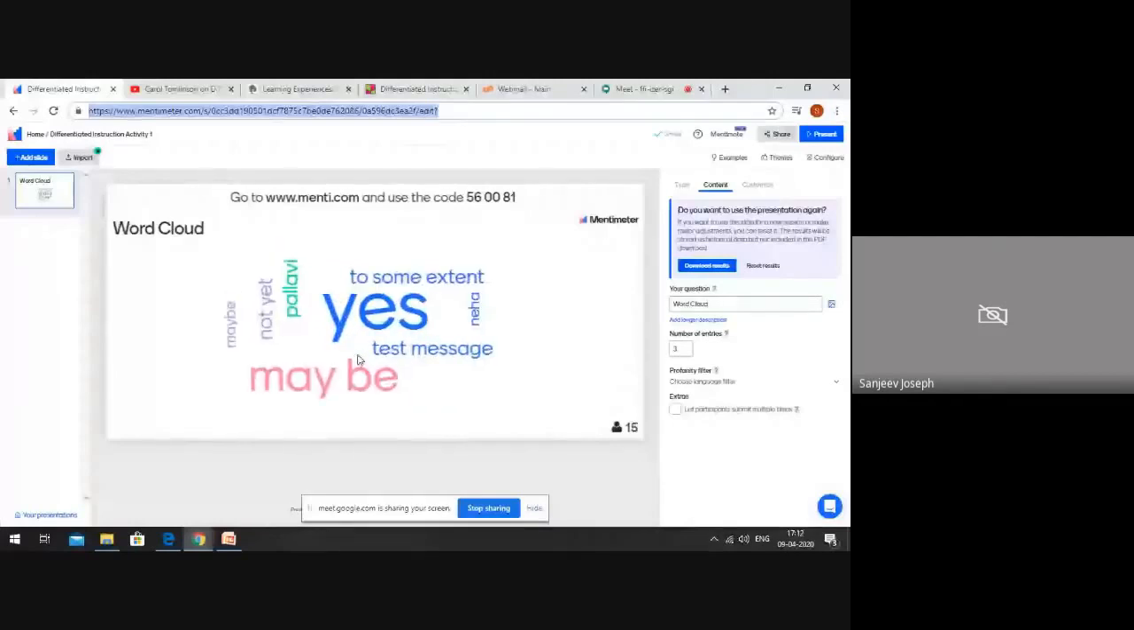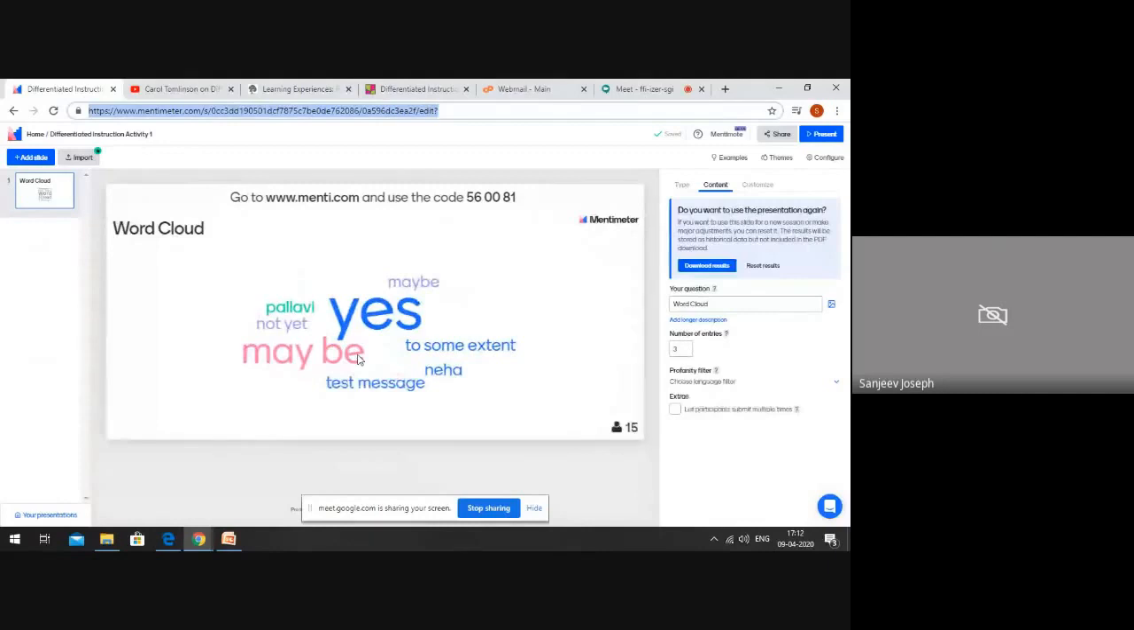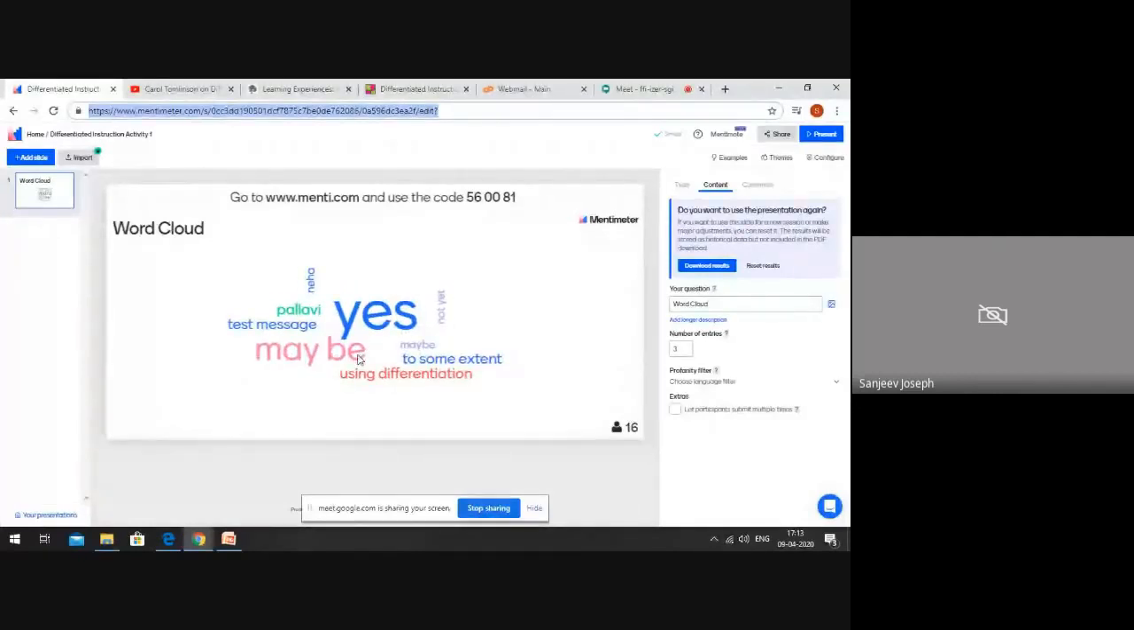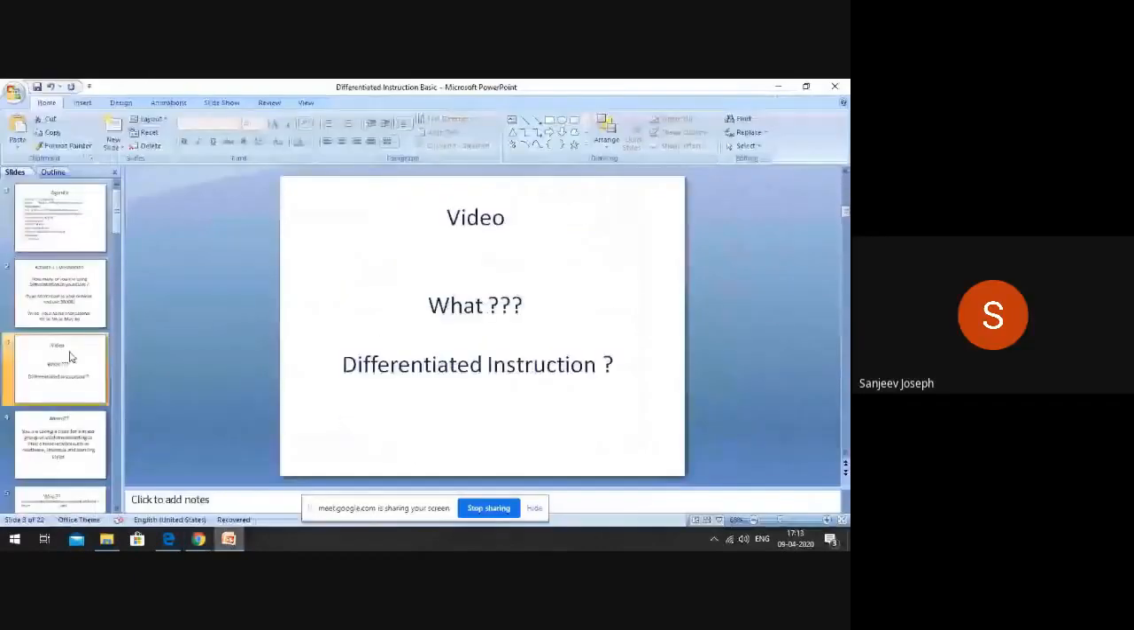And I'm very, very thankful to CENTA again because they have given us the training to use Mentimeter. And you can see how interesting it is to see the response of what we are discussing now. So it is a mixed situation where a few people are using and a few people are not using differentiation as of now. So I start the next topic, which is a video.